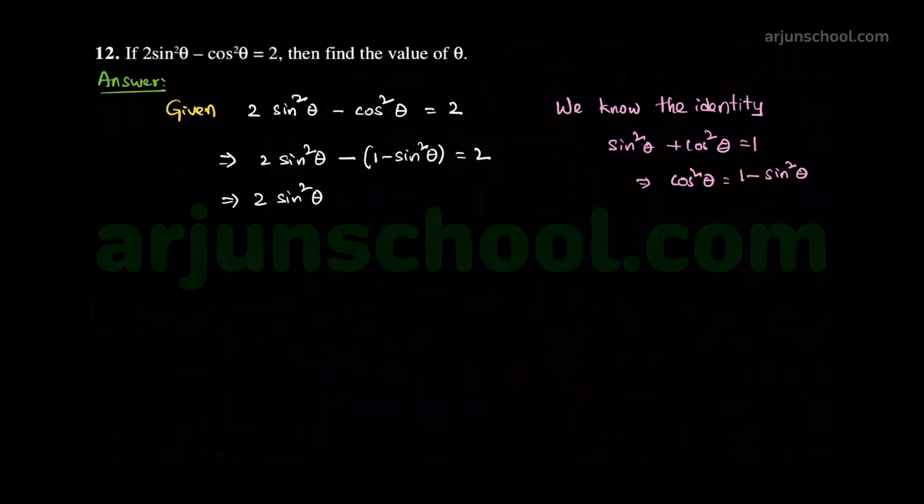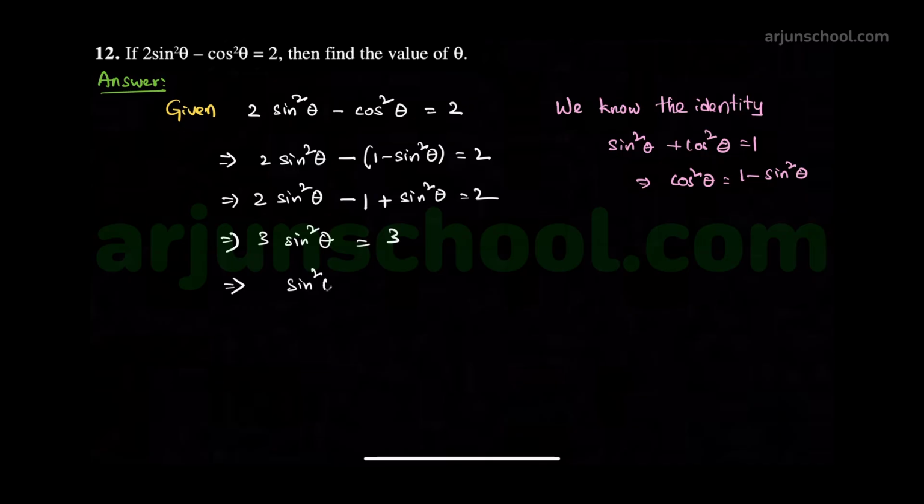That implies 2 sin square theta minus 1, minus of minus is plus, sin square theta is equal to 2. 2 sin square theta plus sin square theta, we can write it as 3 sin square theta. Let us take minus 1 to the right hand side. 2 plus 1 becomes 3. That implies sin square theta is equal to 3 by 3, which is equal to 1.